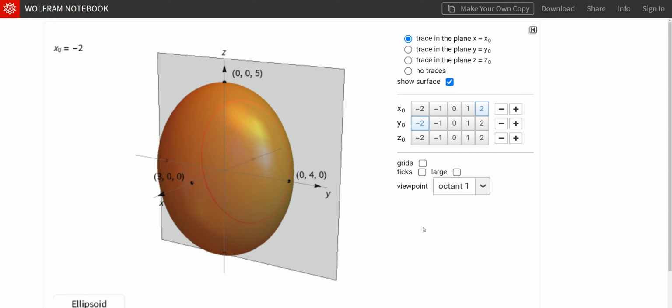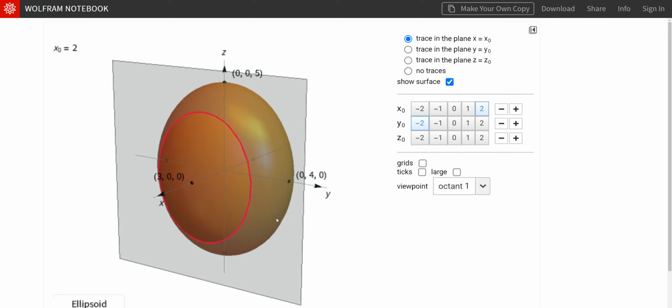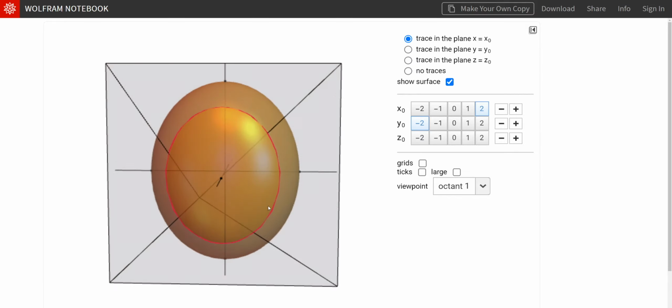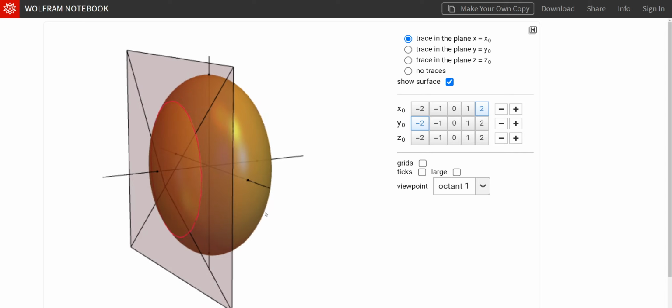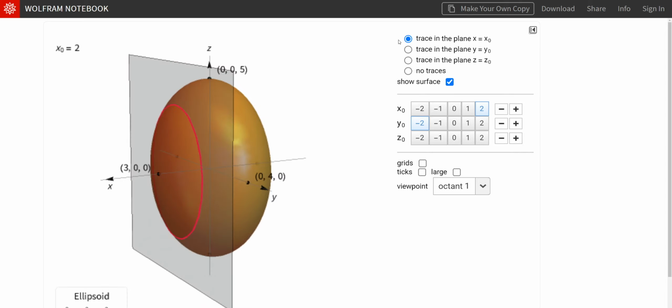I can pull it forward by setting x equal to a higher positive 1. I get another ellipse. Maybe that one's almost circular. Nah, it's still an ellipse. And so we can see, at least with this surface, that if I take any traces that are parallel to one of the 3 coordinate planes, I end up with ellipses. And that's why we call this figure an ellipsoid, because it's ellipses in every possible trace.